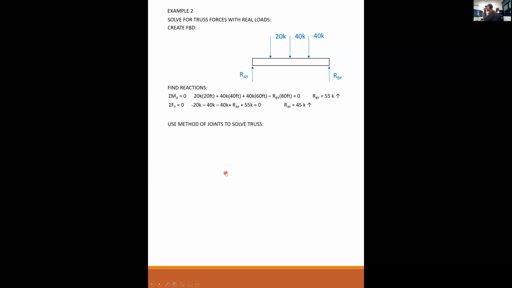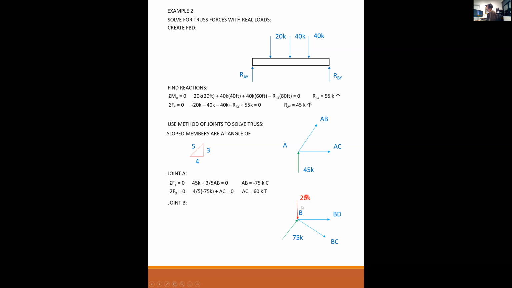I use the method of joints to solve for the truss. It's kind of just a repeat of what we just did, only now we have real reactions. So summing forces in the vertical, I got 45 plus 3/5 of AB equal to 0. AB is equal to minus 75 kips compression. Sum the forces in the horizontal, I have 4/5 of the 75 that I just found plus AC. AC is 60 kips tension.